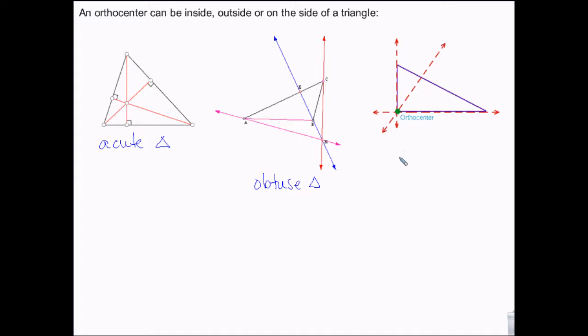So that would be easy to find. Yeah, this one's really easy to find. It's right there. So see? Acute is inside, obtuse is outside, and right is on. It's just the same as with, remember when we had the circumcenter? Acute was inside, obtuse was outside, and right was on. With the circumcenter, it falls on the hypotenuse always. With the orthocenter, it falls right here in the corner of the right angle.